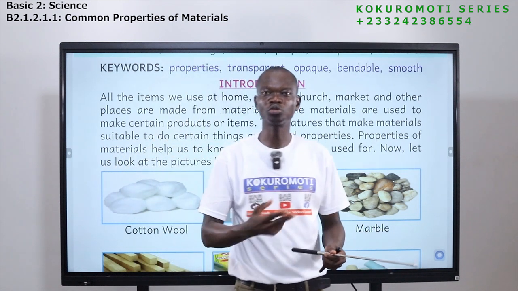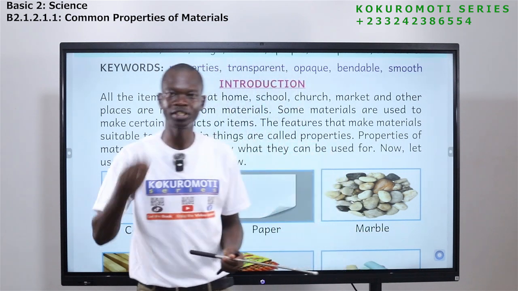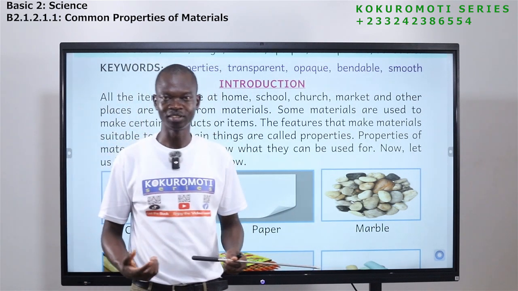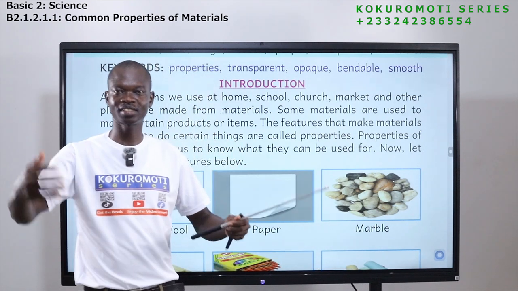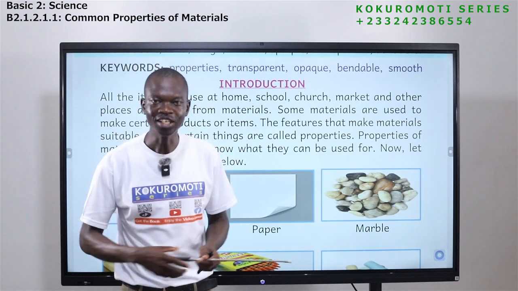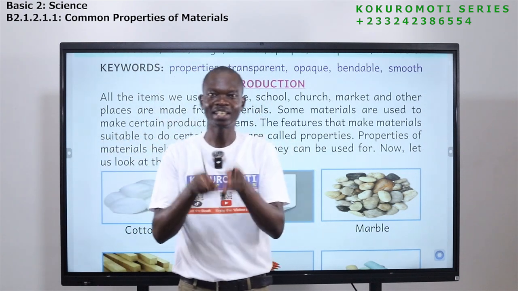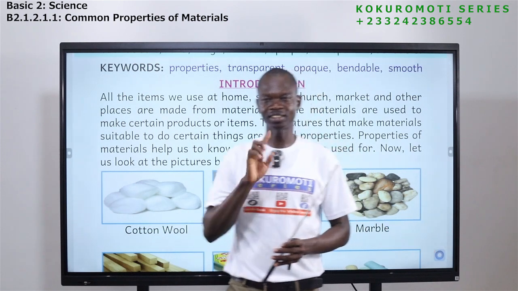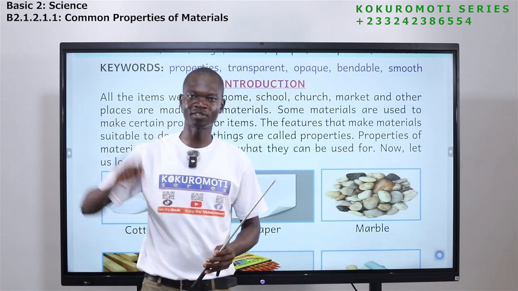Some of them we use two materials. Some of them we use three materials. Some of them we use only one material. Others, 5, 6, 7 materials were used to make the object, the item, the product that you are using. Fine, listen. We are talking about properties of materials.